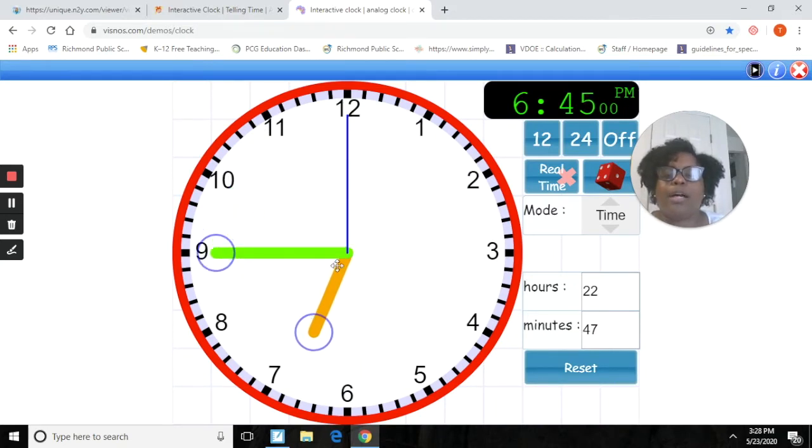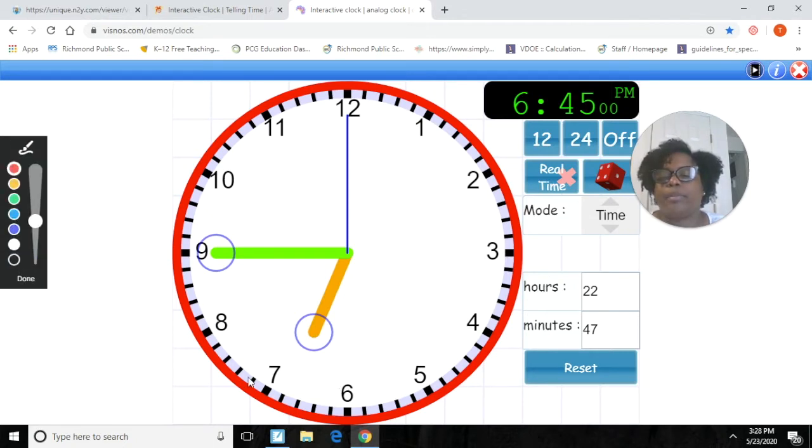And if your clock looks like this, you're correct. Okay? Because this is 6:45. If you notice, the hour hand has just passed the 6. It's not on the 7. So that means we are still in the 6 o'clock hour. Okay? So now, why is it 6:45?